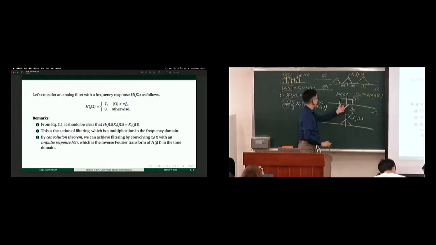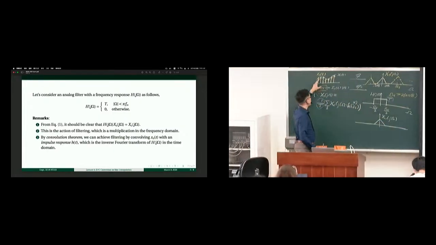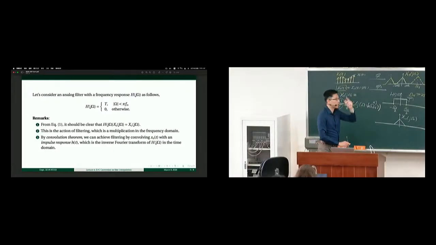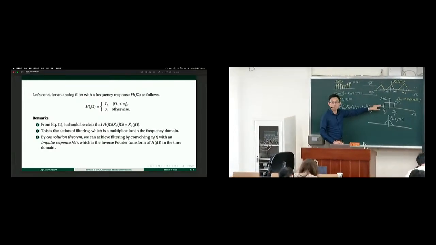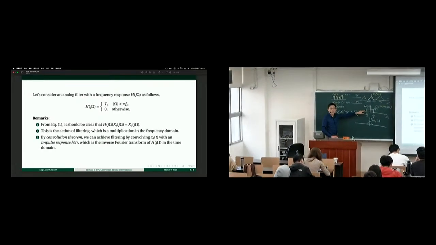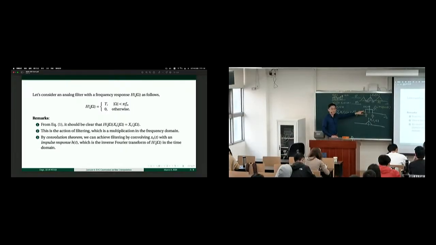To achieve this filtering effect, what we need to do back in the time domain is to convolve the spikes, each having different height, with the inverse Fourier transform of that. So that's what we're going to work out next: what is the inverse Fourier transform of the ideal low-pass response? Is that making sense so far? Everything making sense so far?